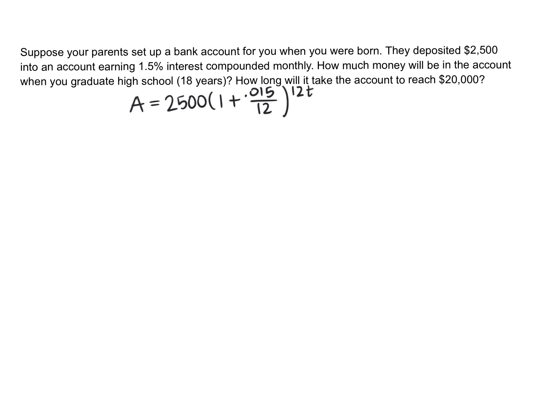So my first question asks, how much money will be in the account when you graduate high school? So that'd be 18 years. So we'll have A equals 2,500, and then 1 plus 0.015 over 12 is 1.00125, and then my exponent becomes 12 times 18. So we're going to do this in the calculator. And we're going to get an amount of $3,274.36.